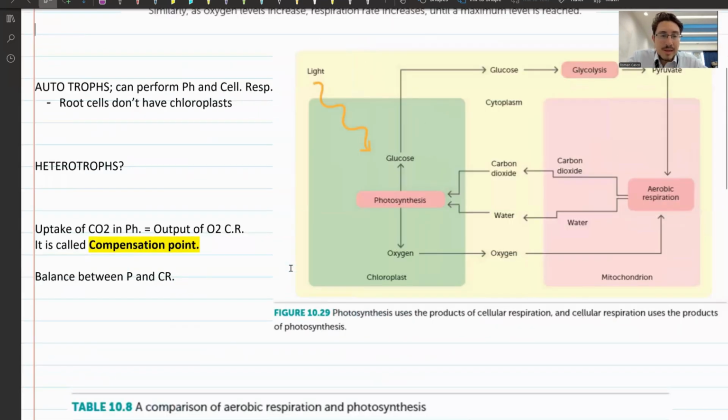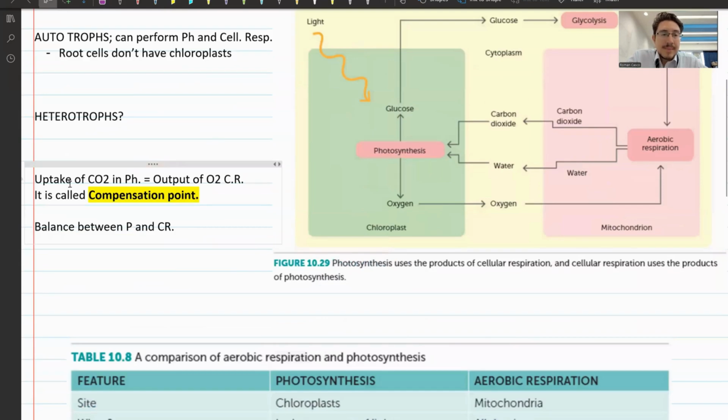And there's a concept that you're going to hear, right? The rate at which you have the amount of carbon dioxide that you put into the process of photosynthesis, right? That concentration level, when it equates to the amount of oxygen that is also being produced and consumed, right, is referred to as the compensation point. So the two levels of oxygen and carbon dioxide, when they're equal to each other, is referred to as a compensation point, and you have a good balance between photosynthesis and cell respiration. All right.